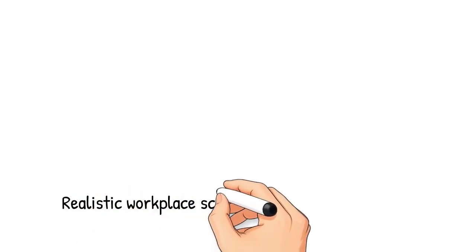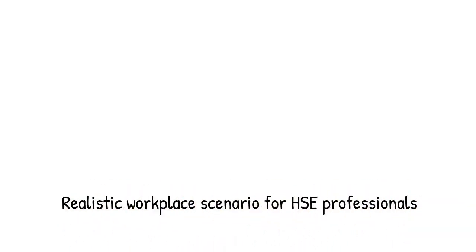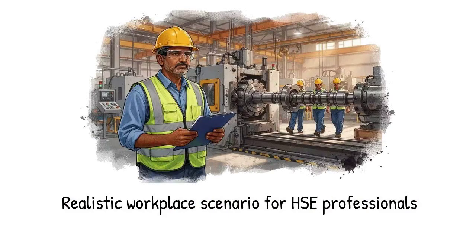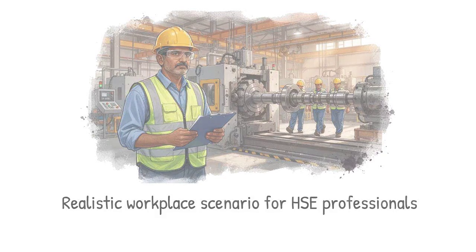Let's walk through a realistic workplace example you might see as an HSE professional. Scenario: you're the safety professional at a manufacturing plant. There's a machine with an exposed rotating shaft. Workers walk close to it while carrying materials.